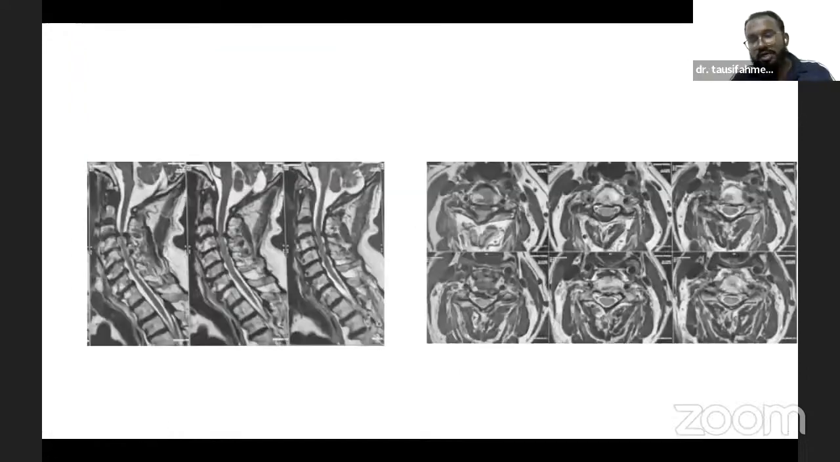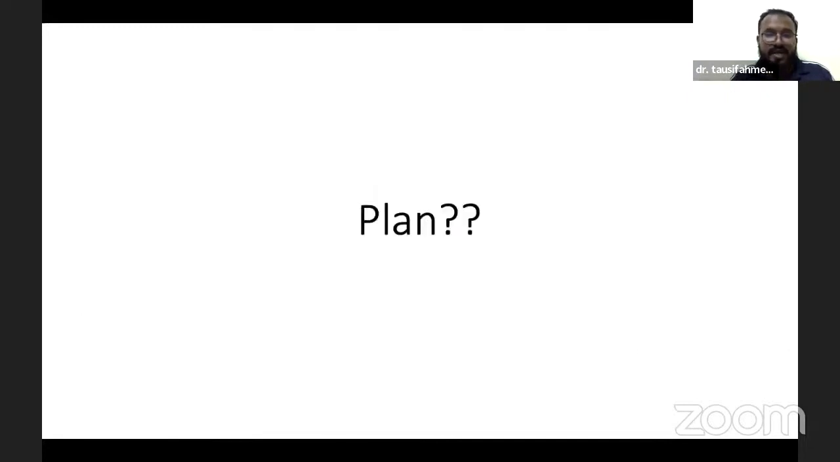Since he has both the symptoms, upper motor neuron symptoms as well as lumbar canal stenosis, we straight away planned the tandem decompression, that is the cervical and the lumbar at the same time.